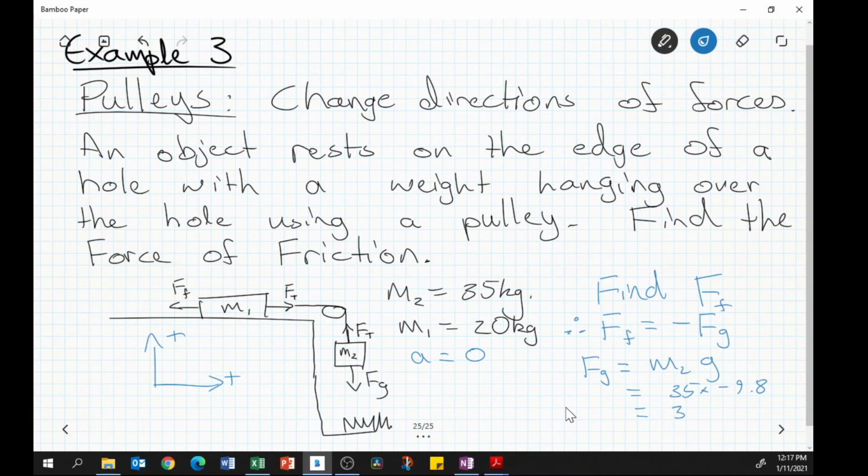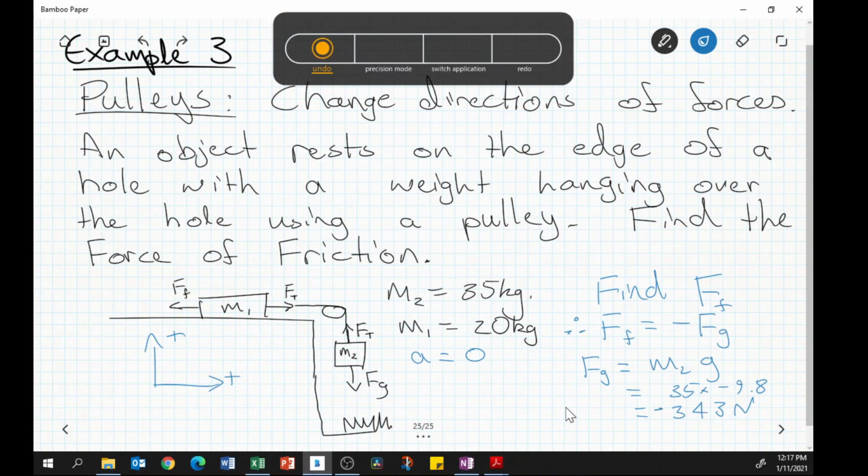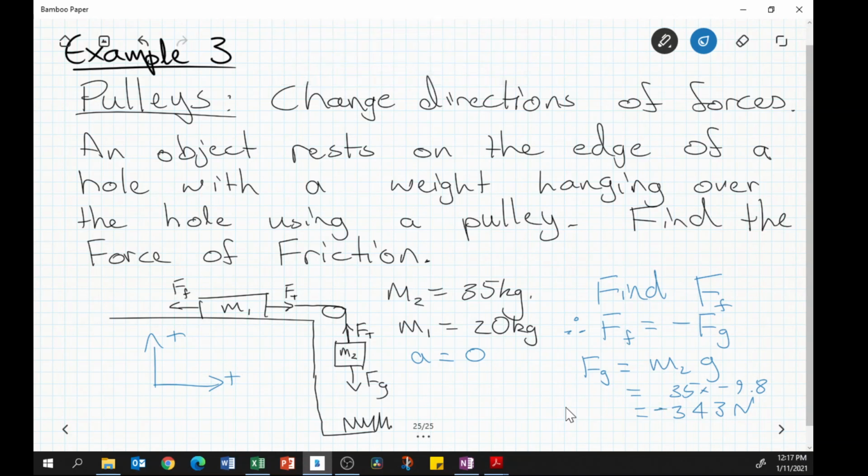Say again. Thank you. Negative 343. Let's pause and think about our negatives here. We're going to say that force of friction is equal to the negative of that negative. Does that make sense?